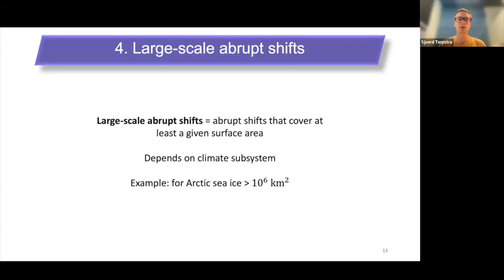And these are called the large-scale abrupt shifts. What we say is that depending on the climate subsystem, the shifts need to cover a certain area at least for us to consider them in the analysis. So for example, for Arctic sea ice, we only look at abrupt shifts where at least 1 million square kilometers disappears as a single region.